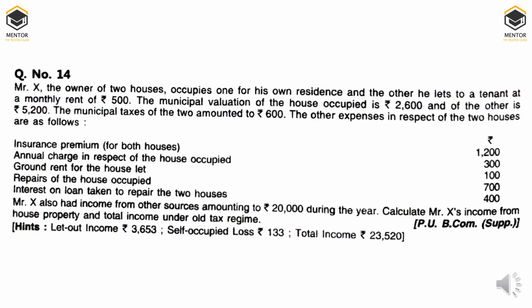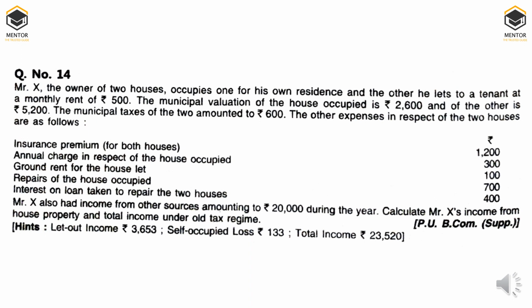So we'll take up the last question. Mr. X is the owner of a house, occupies one for his own residence and another he lets out to a tenant at a monthly rent of rupees 500. The municipal valuation of the house property occupied is 2,600 and the other is 5,200, that is let out.